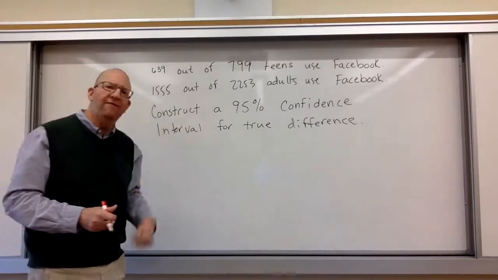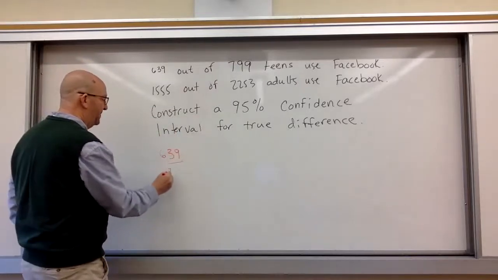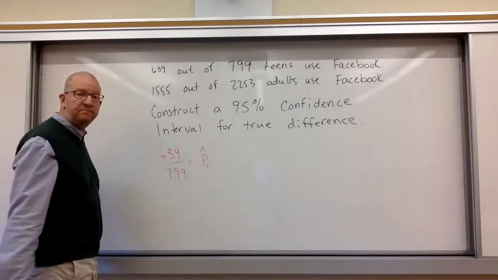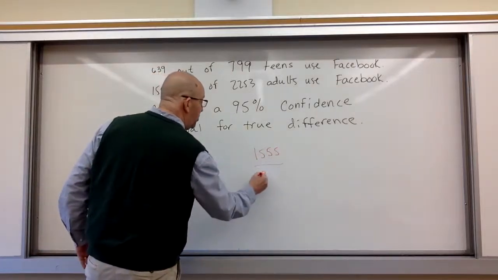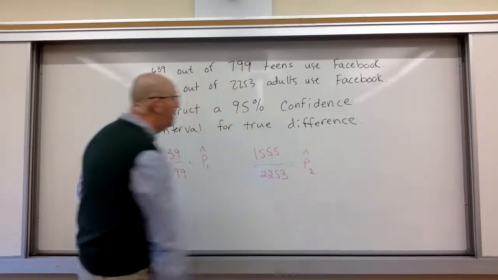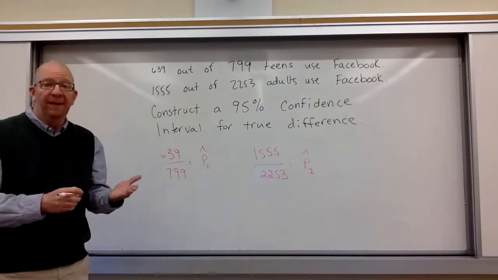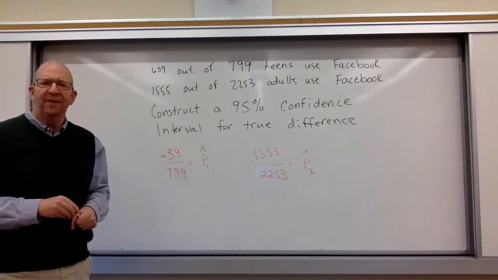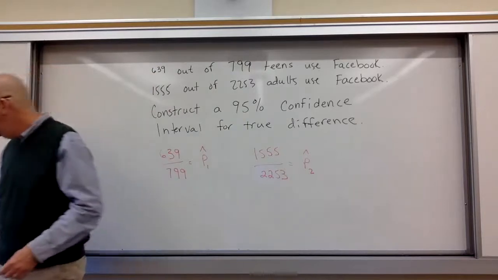Let's take a look at what we have here. We've got our first proportion, 639 out of 799. We'll call that p hat 1. And we've got our second proportion, 1,555 out of 2,253. We'll call that p hat 2. And what I'm interested in is the difference between them. Like I said, it's about 11% now, but what can we say about the population?